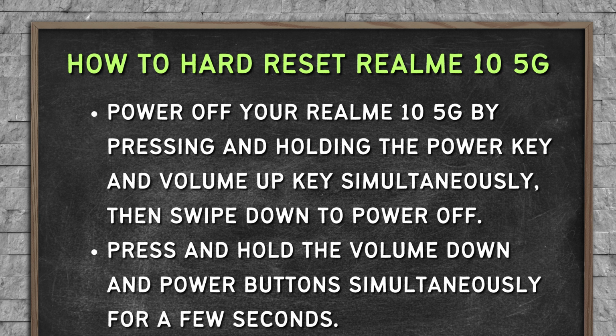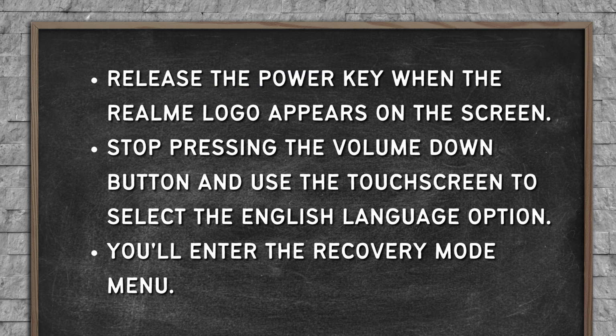Press and hold the volume down and power buttons simultaneously for a few seconds. Release the power key when the Realme logo appears on the screen. Stop pressing the volume down button and use the touchscreen to select the English language option. You will enter the recovery mode menu.